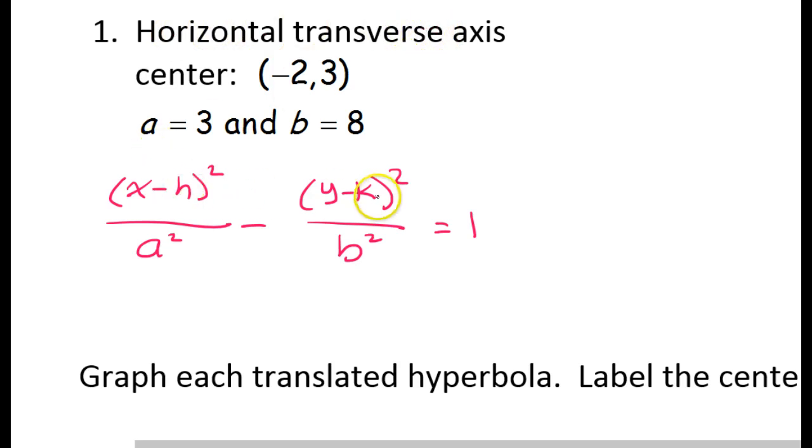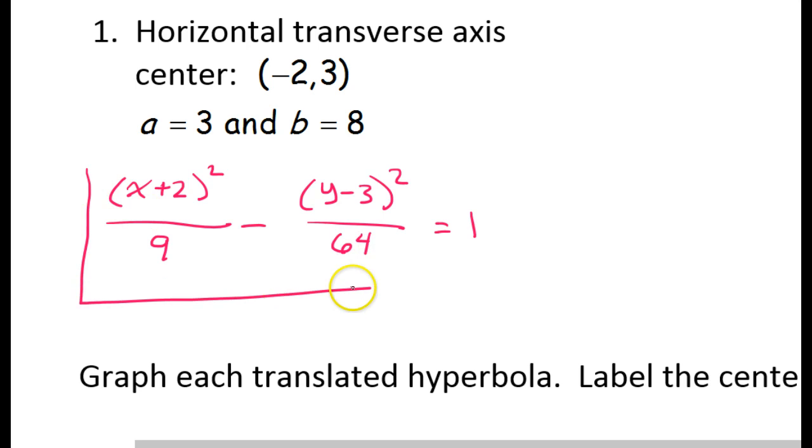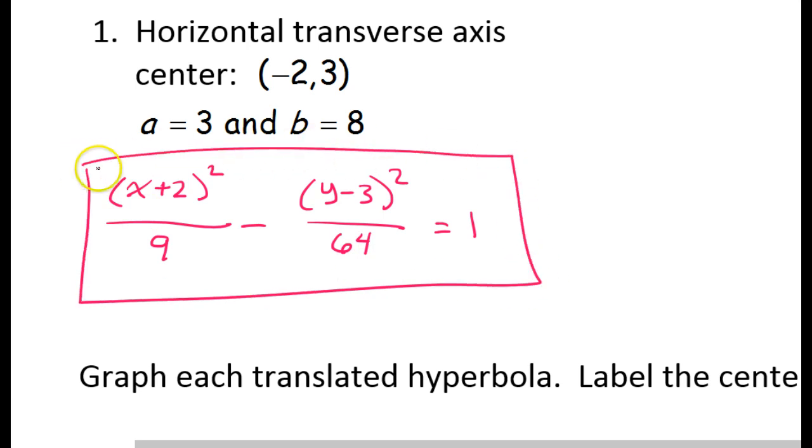Now remember that h and k are the coordinates of the center. So I might as well go ahead and replace the h and the k now. The opposite of this and the opposite of this. So I will put x plus 2 and y minus 3. So now all I need is a squared and b squared. Well, they were kind enough to give us a and b. So a squared will be 9 and b squared will be 64. So here is the standard form equation of the hyperbola with this center and this a and b.